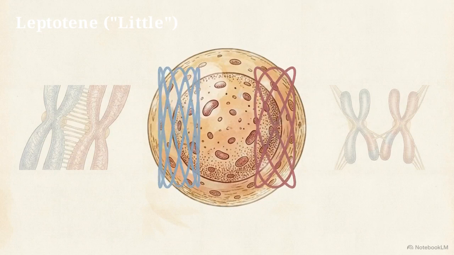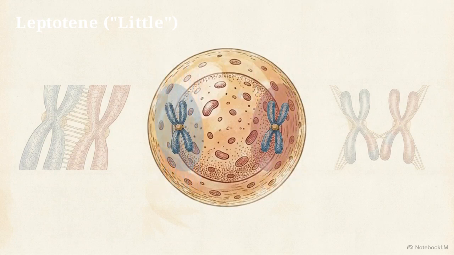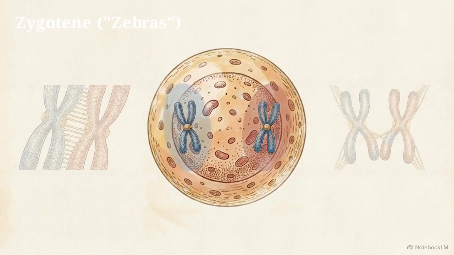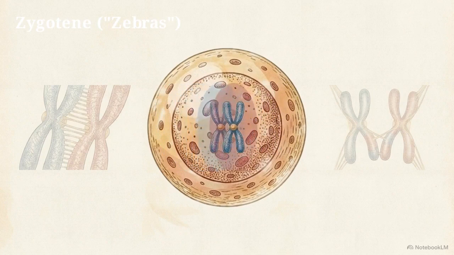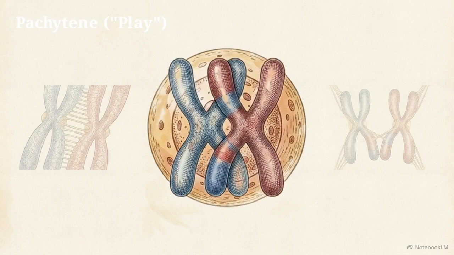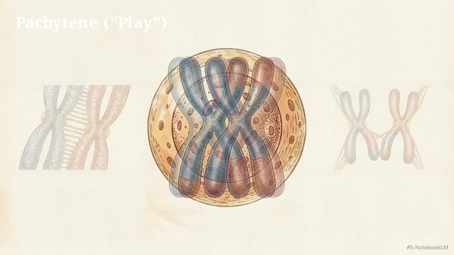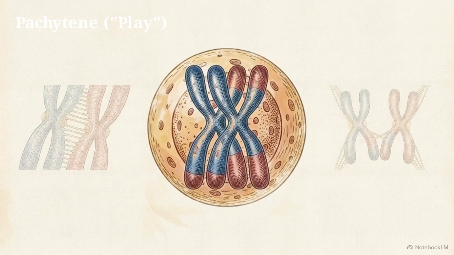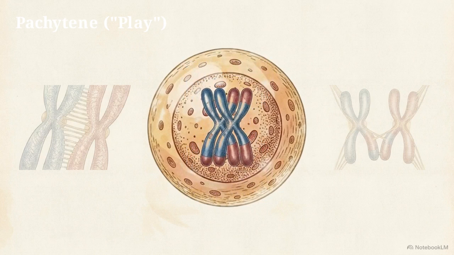Zebras is for zygotene. Here, homologous chromosomes, the matching pair you got from each parent, find each other, zipping together in a process called synapsis to form a bivalent or tetrad. Play is pachytene, the critical moment of crossing over. Recombination nodules form, allowing inner non-sister chromatids to physically cut and swap DNA segments.